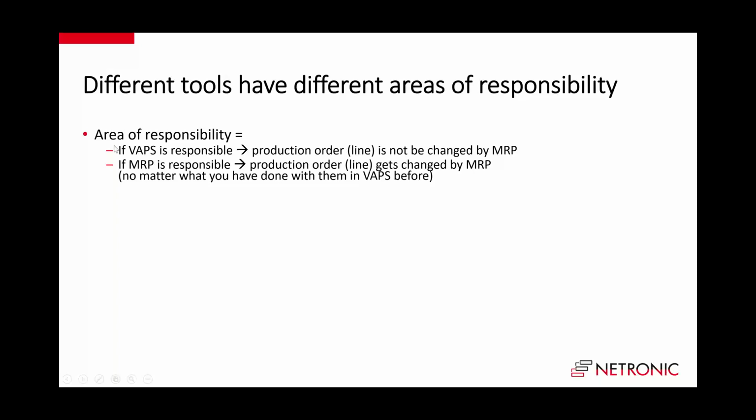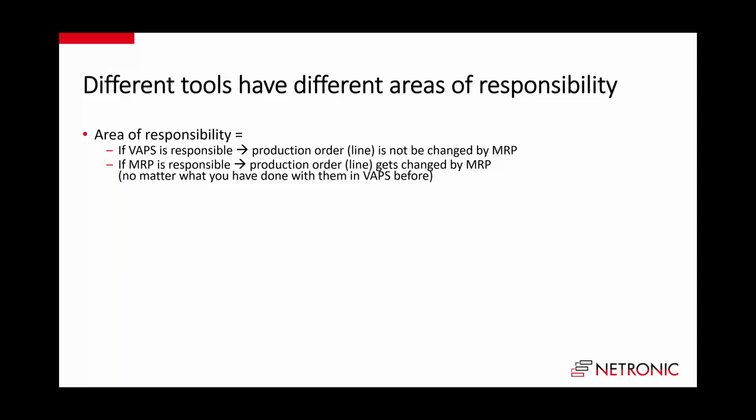And if the VAPS is responsible, then the production order line should not be changed by MRP, right? Because it falls into the domain expertise of finite capacity, and once it is finite capacity scheduled, why should MRP change, delete, reschedule, and do whatever MRP does with this production order?